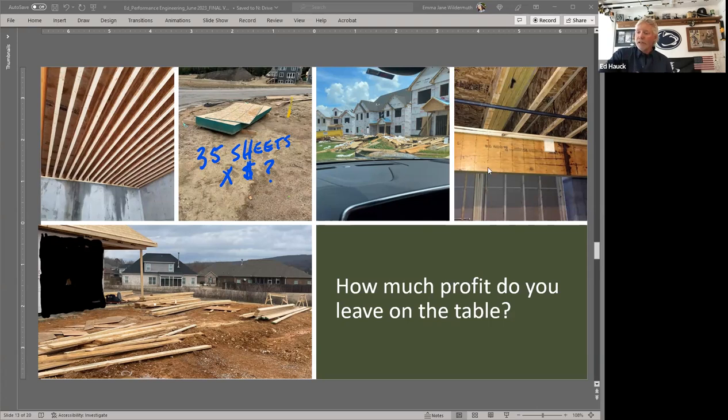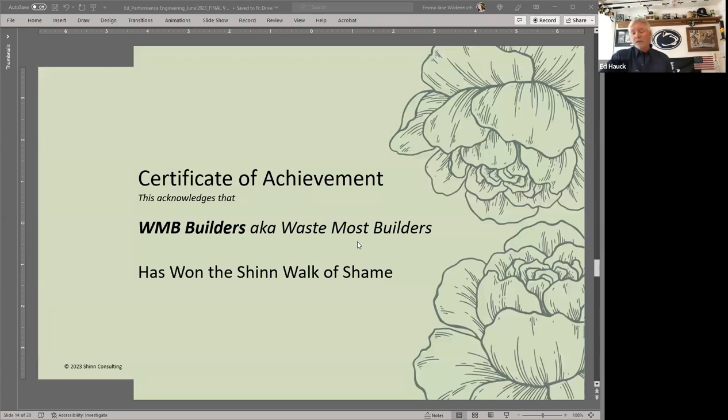Okay. The next slide is, and if anybody's ever been to any of the production seminars, you've always seen, you never want to win the shin walk of shame. So my joke builder here is waste most builders. You don't ever want to win that award. When I start seeing more lumber on the ground than a builder has profit, that's usually a problem.